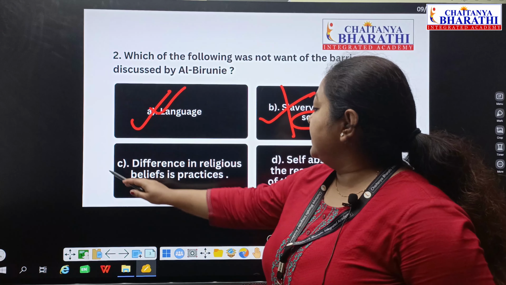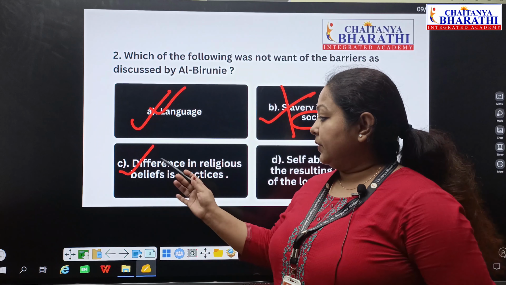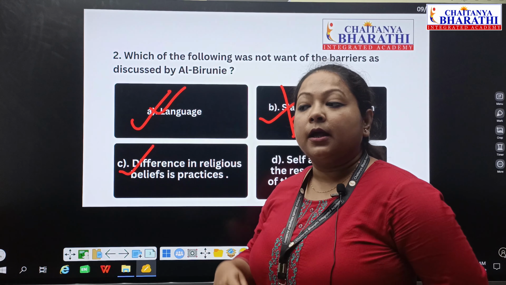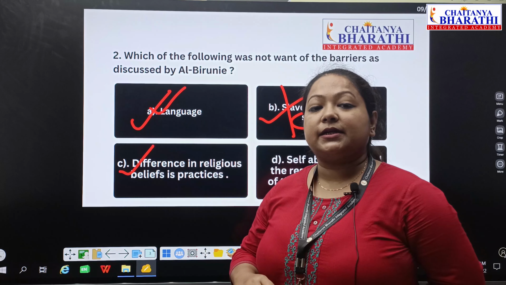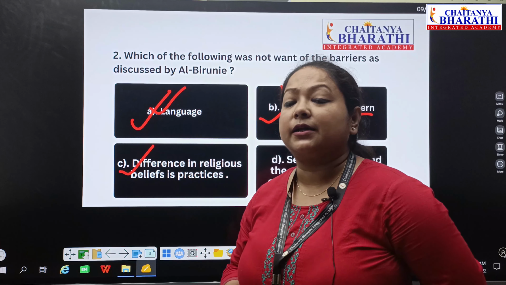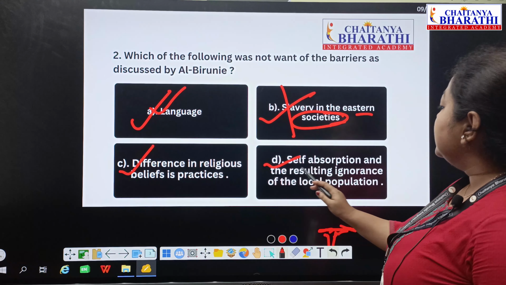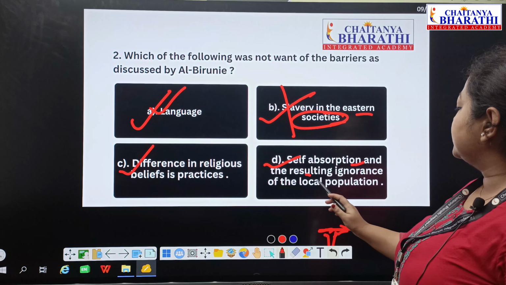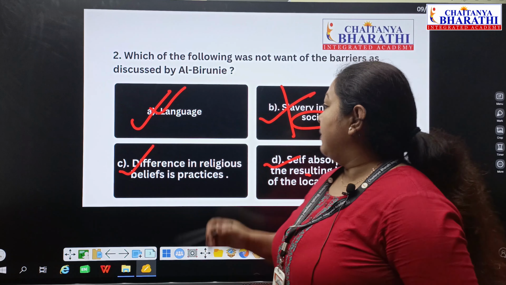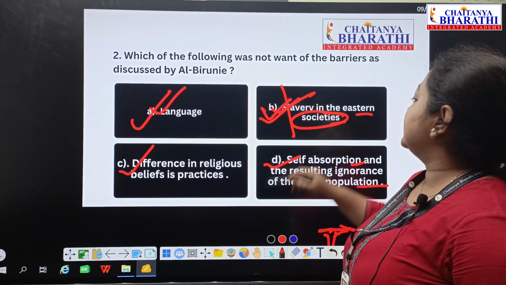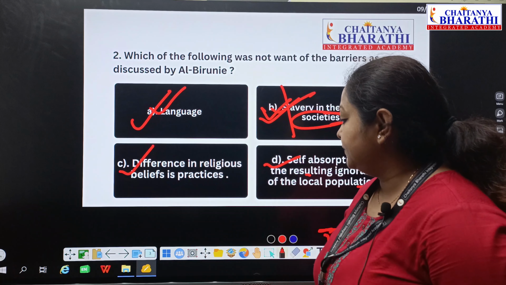Okay, then differences, religious beliefs and practices, yes, definitely he came across certain practices in the society. So he talked about the society, different practices, religious beliefs, cultures. So this could be seen in his account. And then if we see option D, self-absorption and the resulting ignorance of the local population, yes, this was also there in his account. But slavery in the Eastern society was not available in his account.